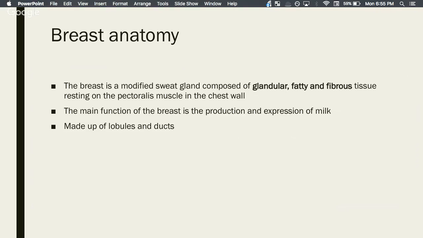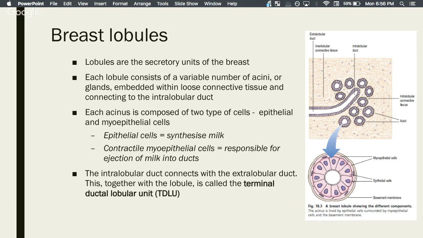Okay, so just in terms of anatomy first. It's basically a modified sweat gland. You have glandular, fatty, and fibrous tissue. And the breast is basically made up of lobules and ducts. In terms of the lobules, they're secretory units.